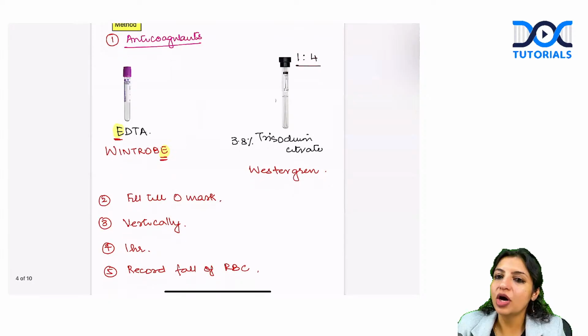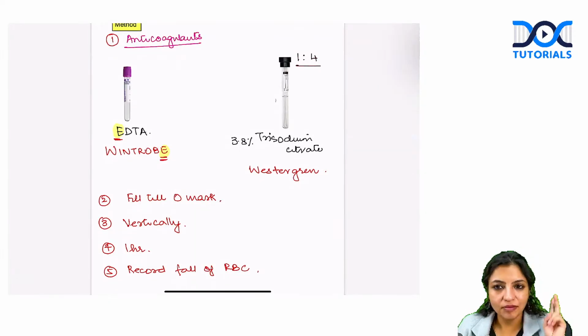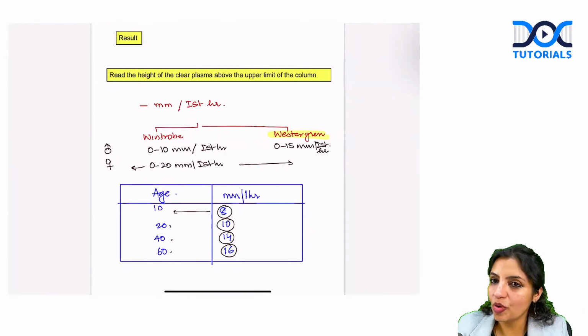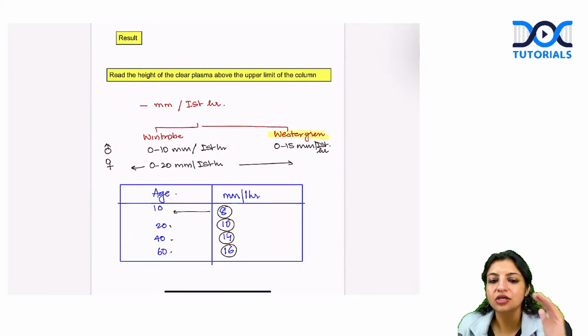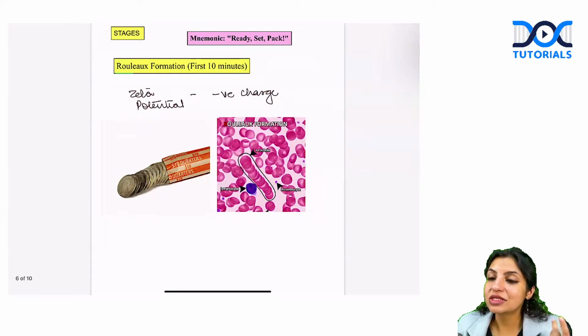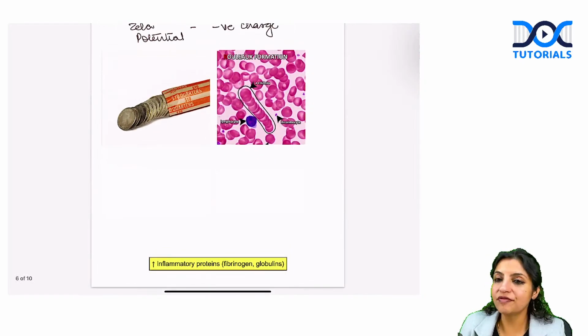Third, write down how do you do it. Write about anticoagulants, procedure, fill till zero mark, vertically arranged, 1 hour and record the fall. Then write out how do you report it. So you read the height, you report it as millimeter in the first hour, report it in Wintrobe and Westergren, and you have to write with age the ESR increases. Then remember the stages of ESR, 3 stages, ready, set and pack. I told you rouleaux is 10 minutes, and write about zeta potential. Write about the inflammatory proteins, which basically decrease this negative charge.